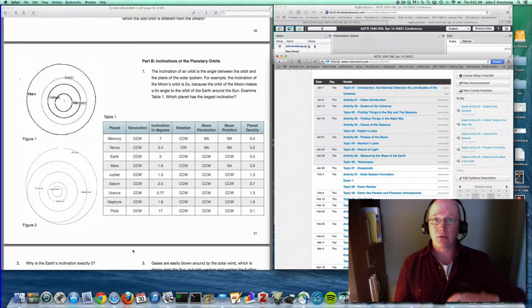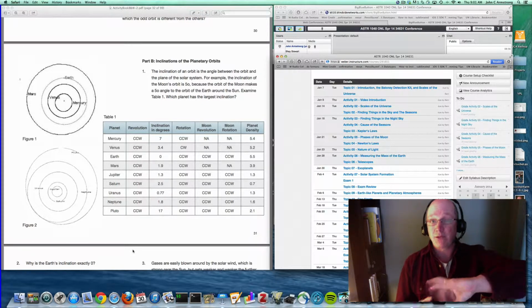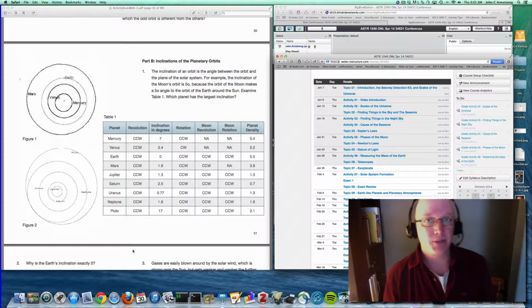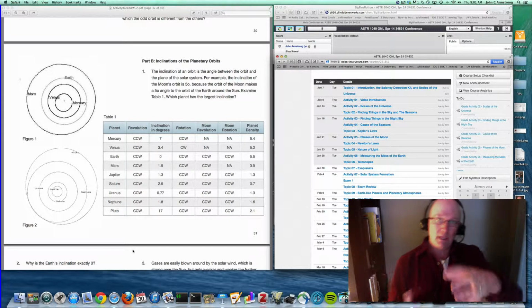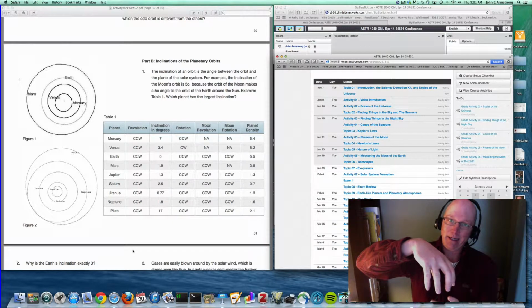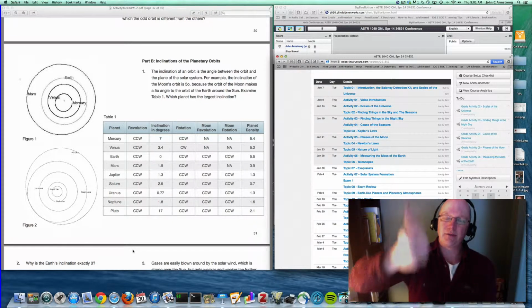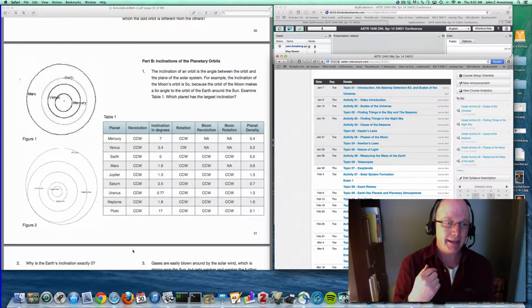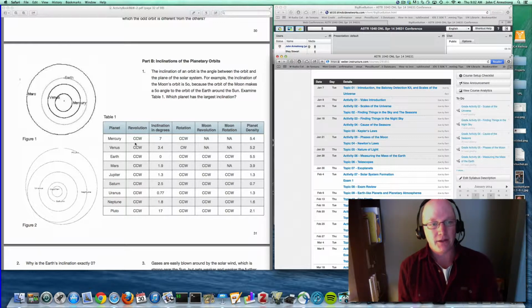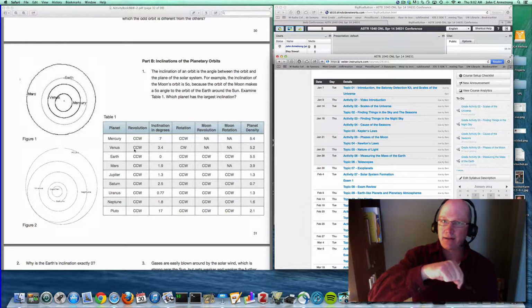Most of the planets rotate counterclockwise with a couple of exceptions, namely Venus, which is tilted on its head and it rotates clockwise relative to north. And you can see that here in the notation CCW or CW. So Venus, for example, its revolution is going around the sun. The orbit around the sun is counterclockwise, and the rotation is clockwise.